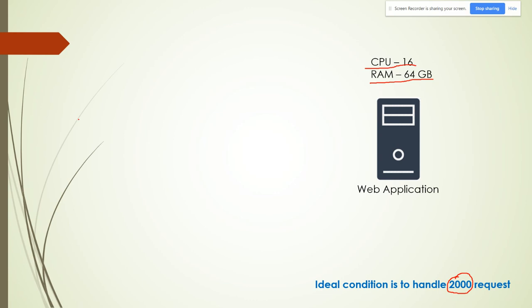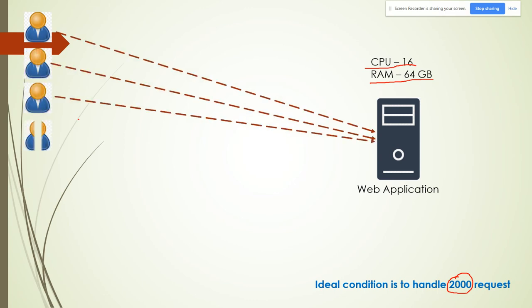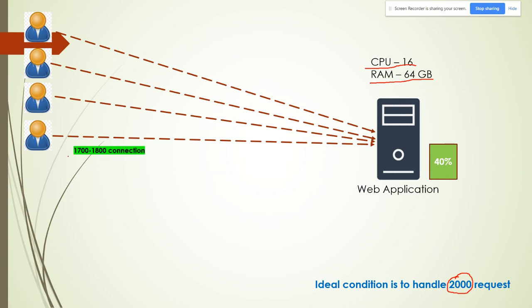Let's talk about how the connection is established and what happens if requests increase from 2000 to above. Then what happens with your application server? The first request comes, second, third, fourth, fifth, and the requests keep coming. Multiple requests come to your system and it reaches around 1700 to 1800 connections, meaning 1700 to 1800 users are connected with your web application. What happens if the connection reaches 1700 to 1800?